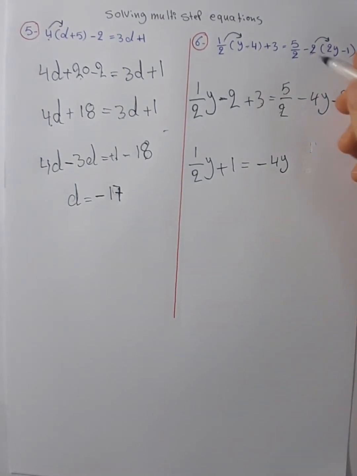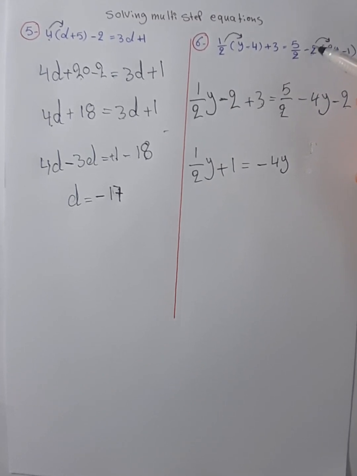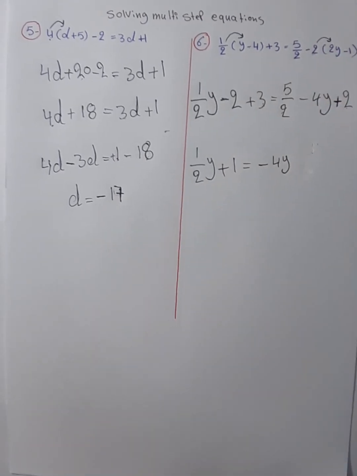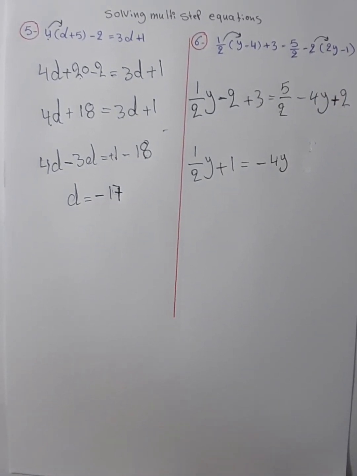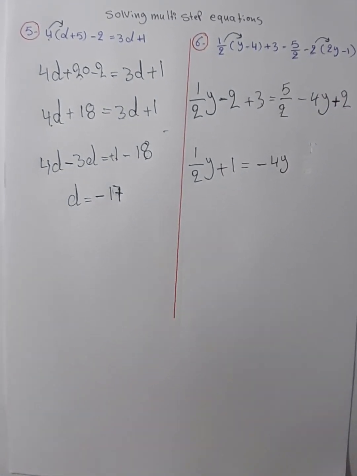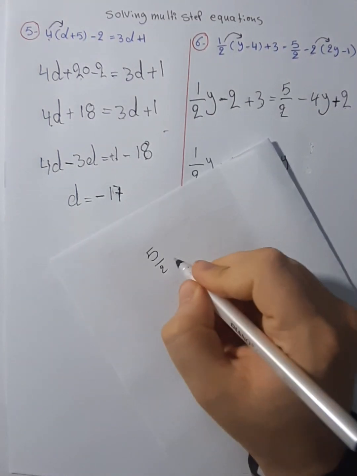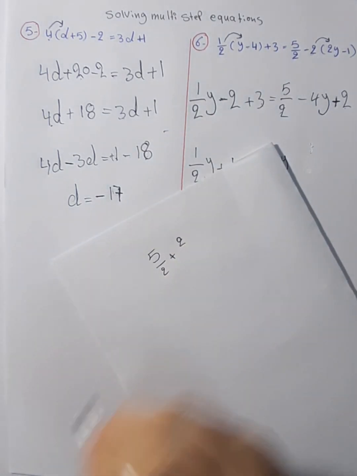Sorry, I forgot to multiply this sign. So when we multiply this sign, minus times minus equal to plus. So this sign is plus. After that, we have to solve 5 out of 2 plus 2. We have 5 out of 2 plus 2.